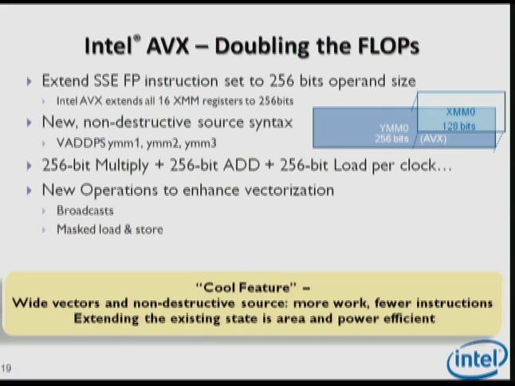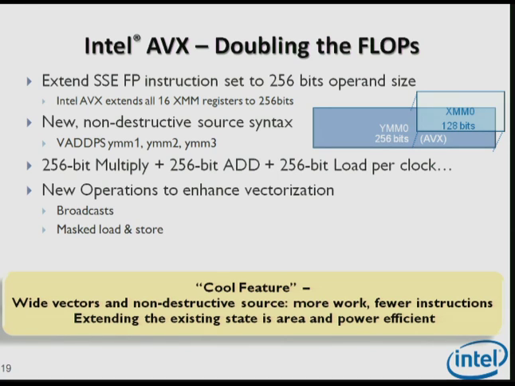I'm going to the other end of the pipeline, the execution units. Here, with the AVX extension, we doubled the data throughput of our SSE pipeline, and we widened it from 128-bit data to 256-bit. We took the XMM registers, all 16 of them, and expanded them to 256 bits. We have a new syntax that is non-destructive, different from the traditional IA two-source syntax. Here we have three operands, and we can do 256 multiply, add, and load per clock.